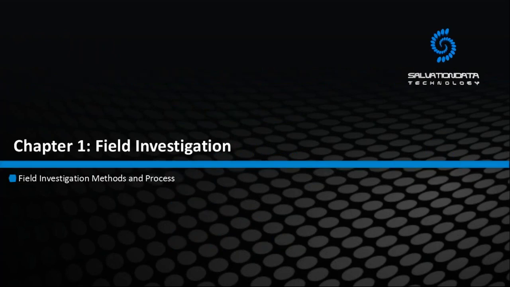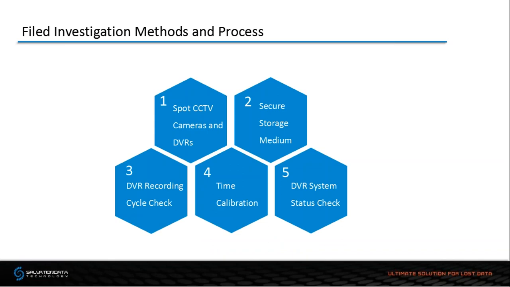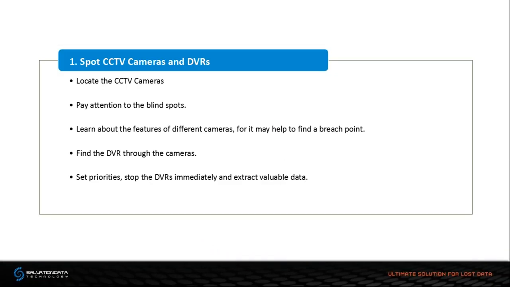Chapter 1, Field Investigation. In this chapter, we will talk about some really important steps and things to keep in mind when you are doing field investigation in a DVR forensic case. So step one, spot CCTV cameras and DVRs. Locate the CCTV cameras, investigate the suspect's trace, and determine the activity range to locate the CCTV cameras that may have captured the crime scene. Now pay attention to the blind spots of the crime scene.